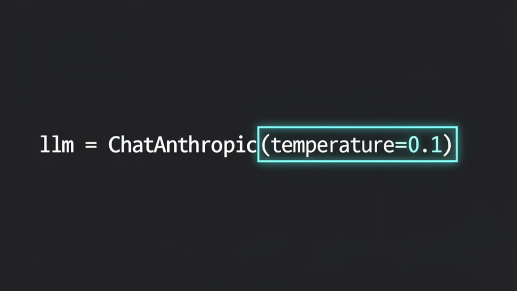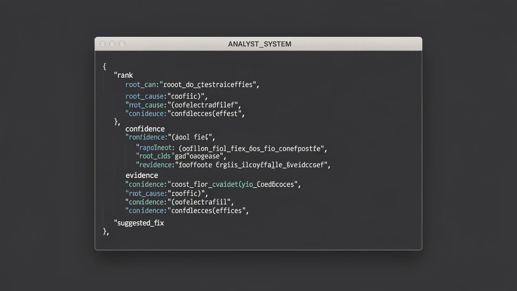Agent 3, the analyst, this is the LLM brain. It takes the report and team notes to return ranked hypotheses. We set temperature at 0.1. You want the model to be analytical and consistent, not creative. Standard for structured tasks. The system prompt enforces a strict JSON schema. We want rank, root cause, confidence, evidence, and a fix.